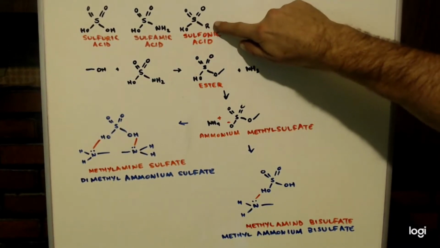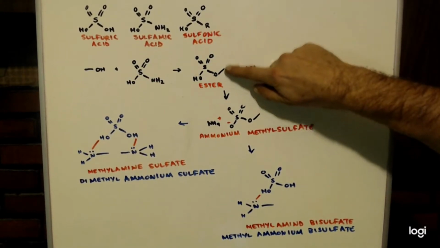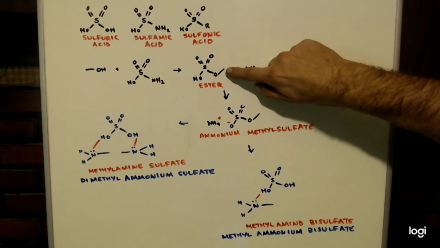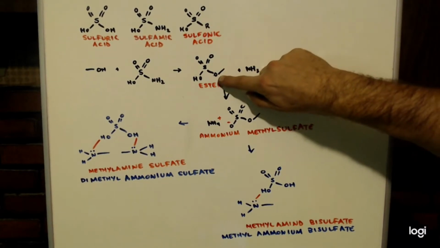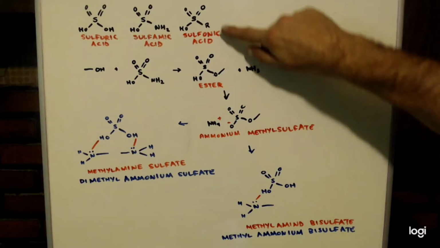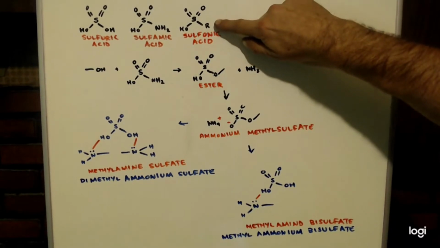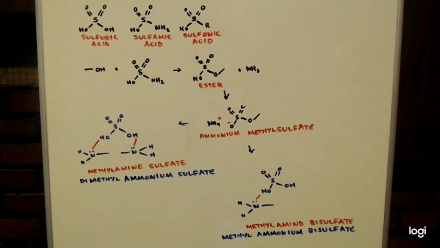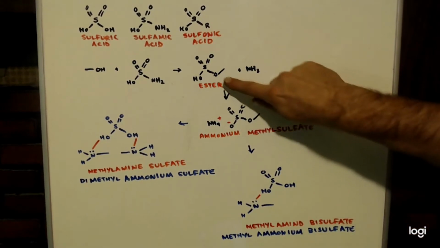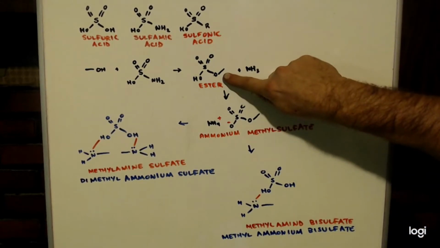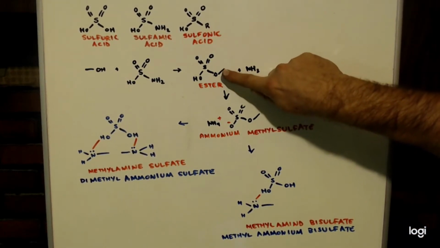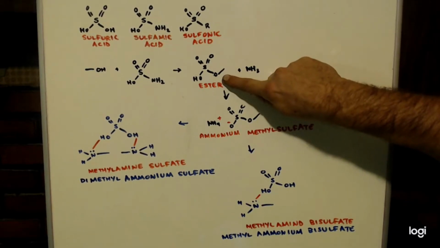But you don't get sulfonic acid because the R group here, see this methyl group, it's connected to an O that's connected to the S. On sulfonic acid, the R is connected directly to the S, to the sulfur. So this is not sulfonic acid, like I was saying in my post. This is an ester, right?